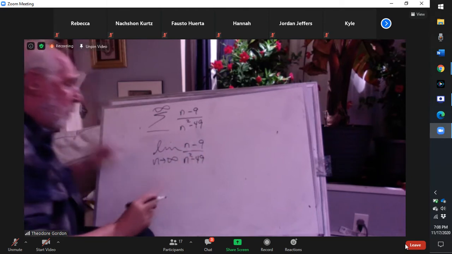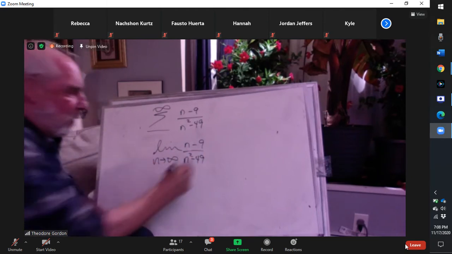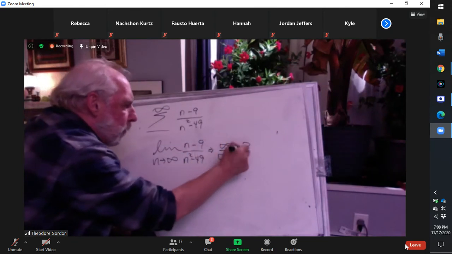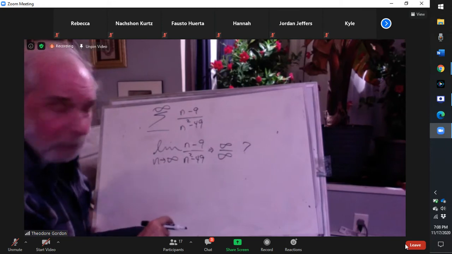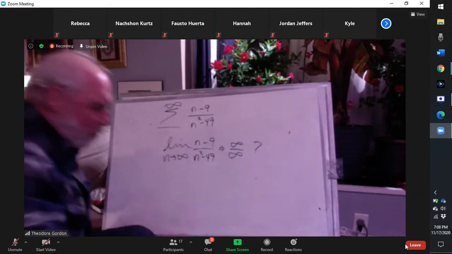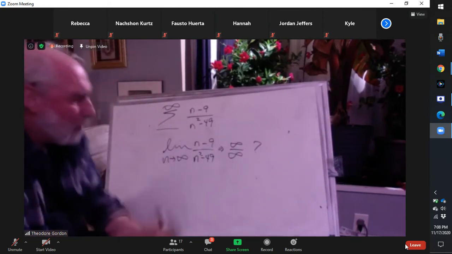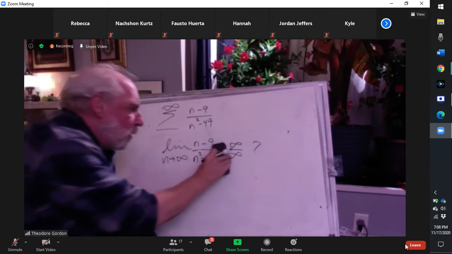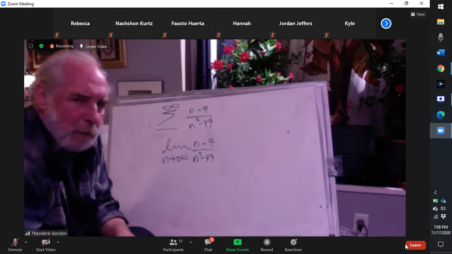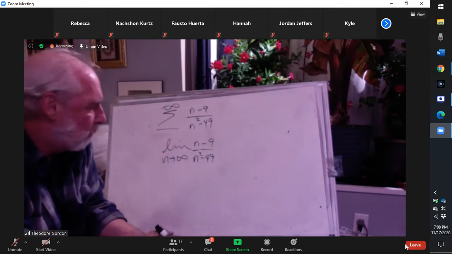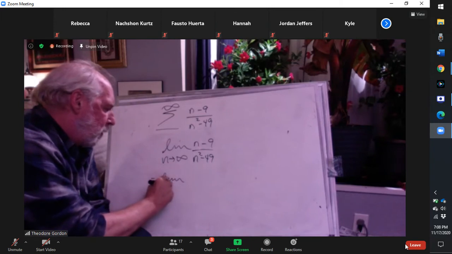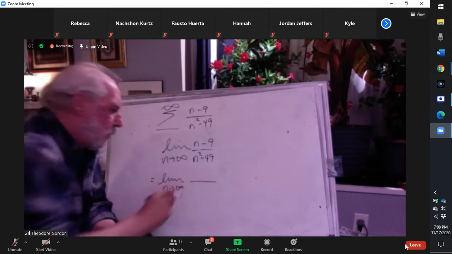Okay. Now, if we plug infinity into here, we get infinity over infinity, which doesn't tell us anything. That's an indeterminate form. So that's not enough. So what can we do here? How can we figure out what this limit is? What's one thing we could do?